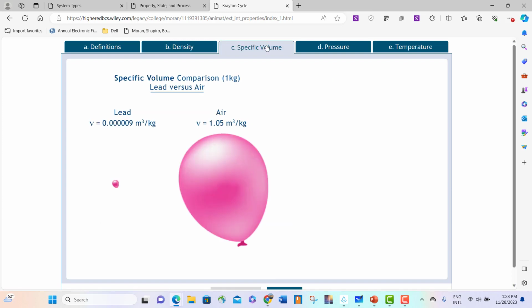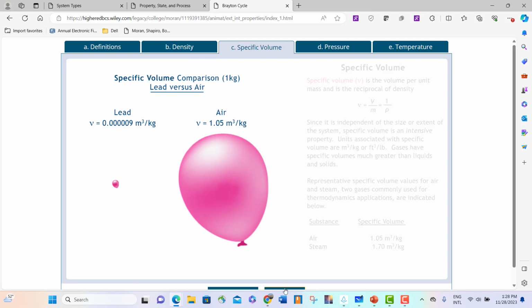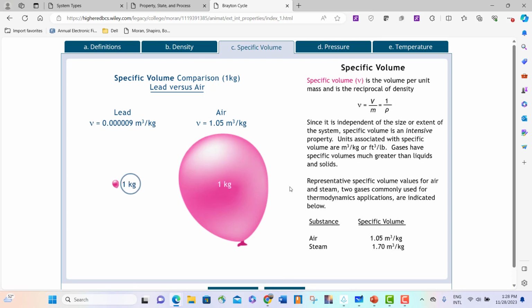And so then let's look at specific volume, right? So you've got lead, and then you've got air. Okay. And so here we've got representative specific volume values for air and steam, two gases commonly used in thermodynamic applications, and we do use air and steam quite a lot. And those are the specific volumes for those. And again, remember that that's per unit mass. And remember, it's independent of the size or extent of a system, right? Specific volume is an intensive property. Gases have specific volumes much greater than liquids or solids.